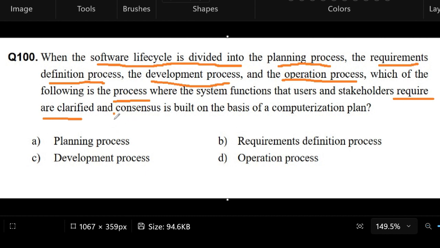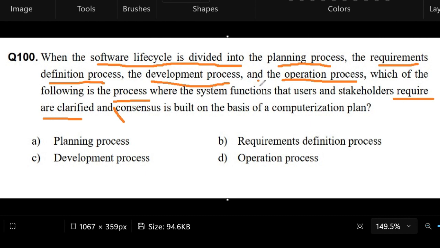Actually, in the end, I didn't really use this part as much until the end. Because what I focused on was, okay, it looks like we have to choose which process from the life cycle will be the answer. And it seems like what we are looking for is the process where the system functions required by the users and stakeholders are clarified.